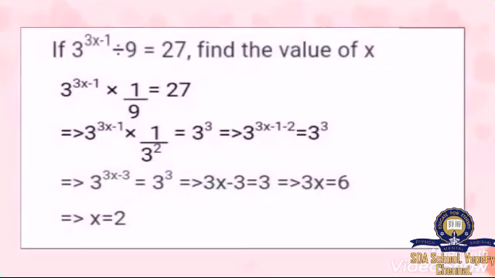So when we solve this equation, we get 3x is equal to 6. So when we cancel the 3 and 6, we get x equal to 2. So now we find the value of x is 2.